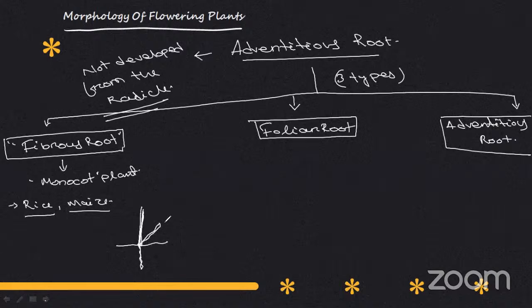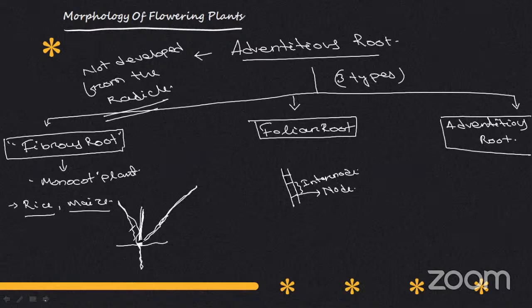In case of your rice plant, suppose this is the rice plant. From the lowermost node of the stem, as you know, if you see one stem, these are the nodes. In Odia, it is called gonti. This gap between the two nodes is called your internode. What is internode? The gap between the two nodes is called your internode.